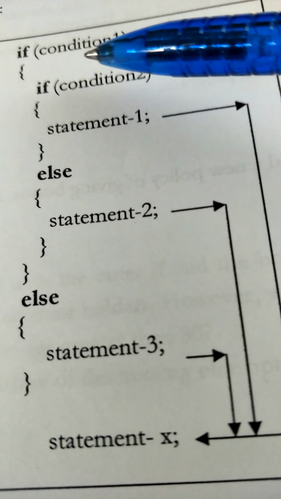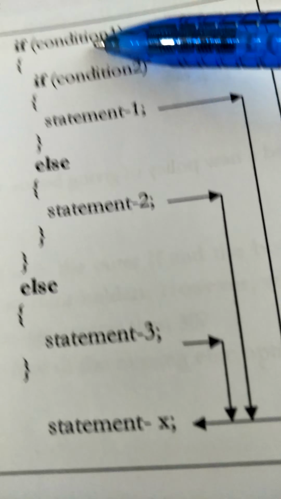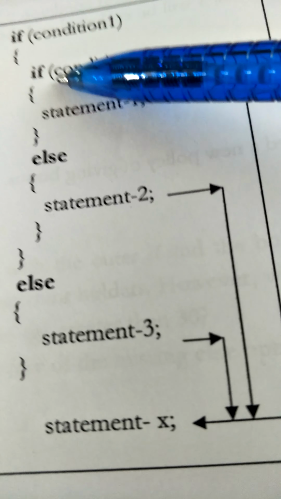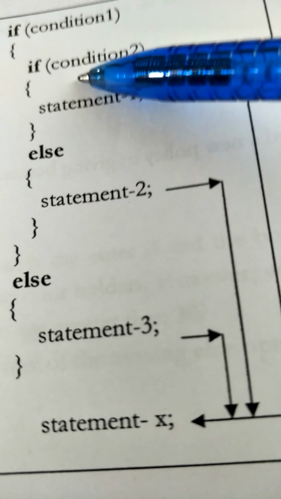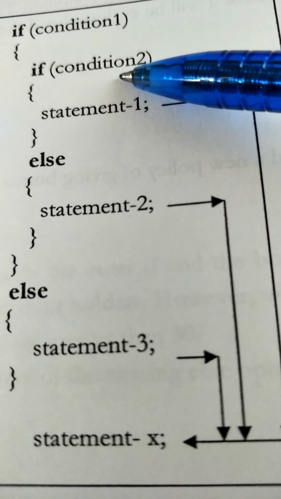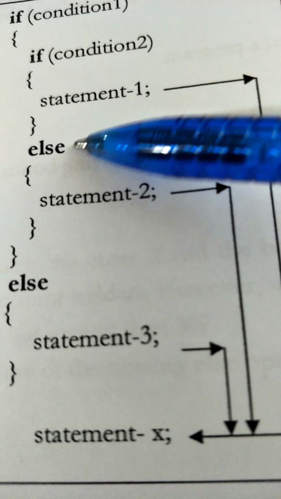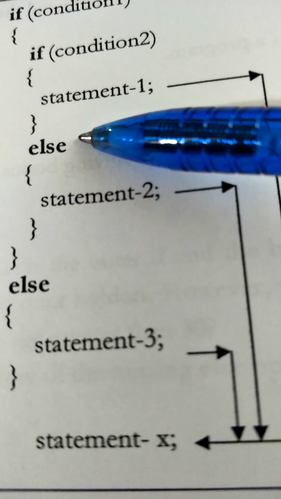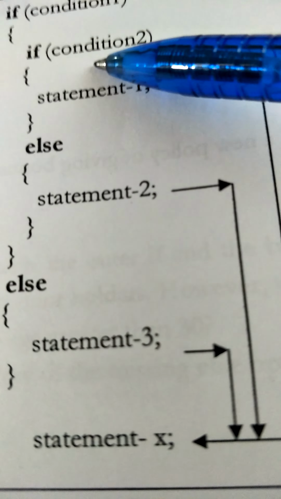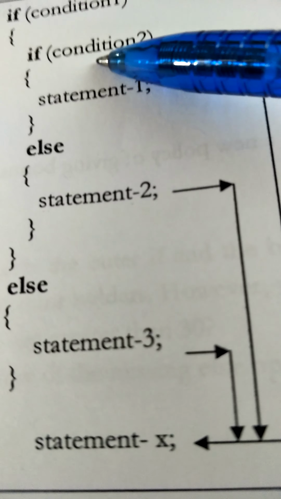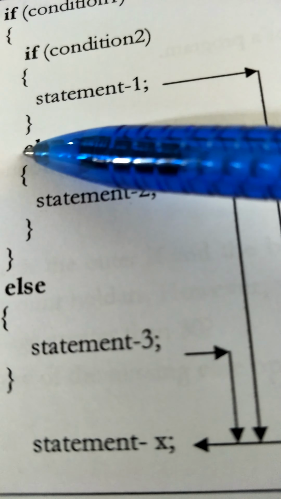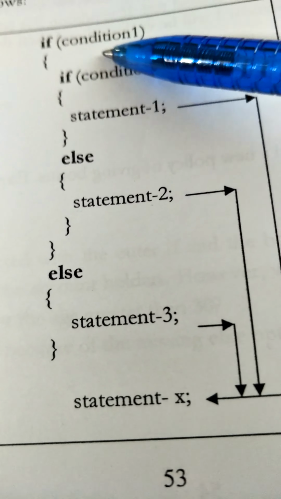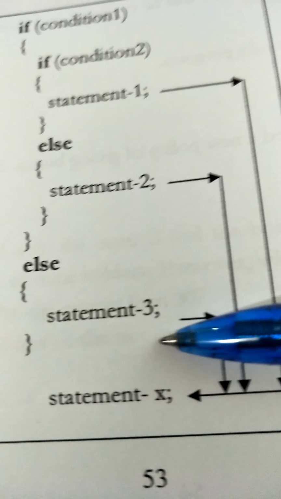So let me recap that. If the first condition is true, we go to the inside if, the inner if, and check for the condition 2. If it's true, then we do the statement 1. If it's not, it goes to the statement 2. So this statement 2 is the contra of the condition 2. Alright, so it goes to that else, do the statement 2. If the condition 1 is not true, then it goes to the statement 3.